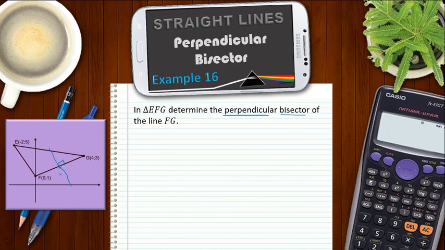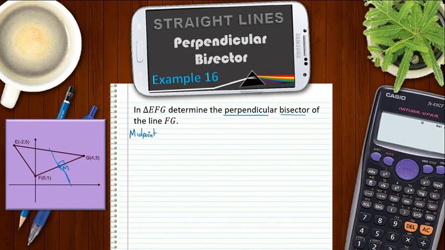So what do we need to find in order to find this equation? We need to first of all find where this point is, and we know that if it cuts it in half, this must be the midpoint of FG, and then we need to find the gradient. That means we need to find the gradient of FG and find the perpendicular gradient, which we then use to find the straight line. So there's a few things we need to do. Let's start off by finding the midpoint.